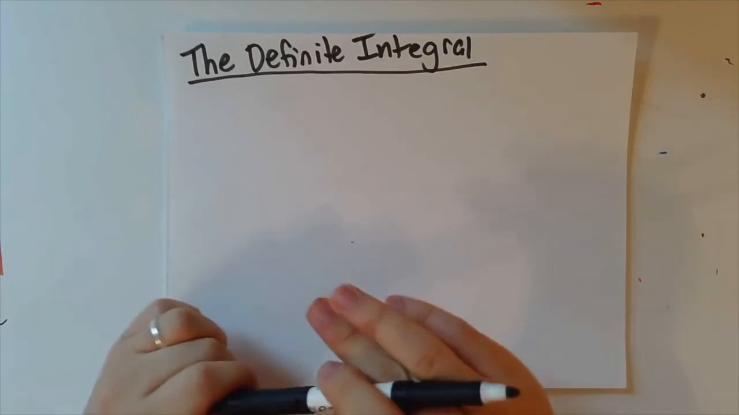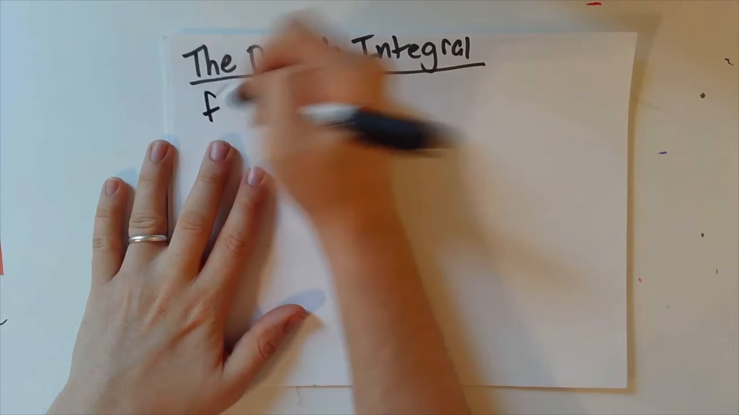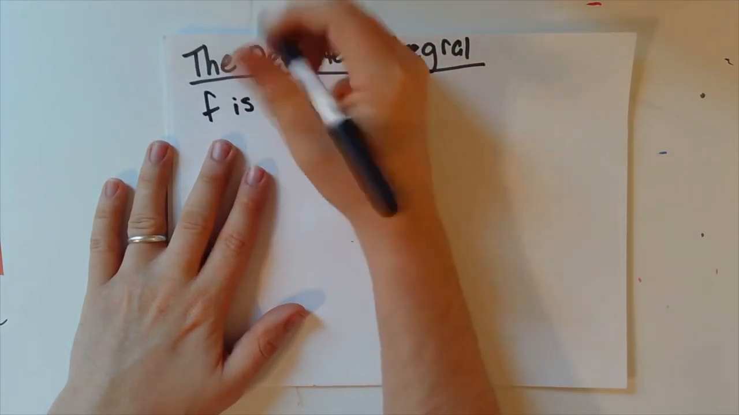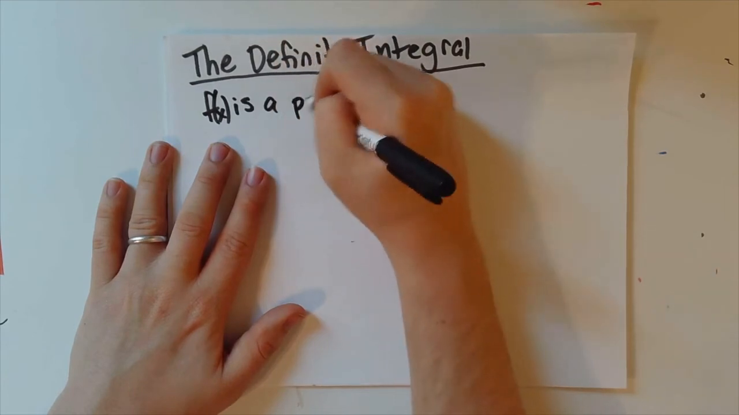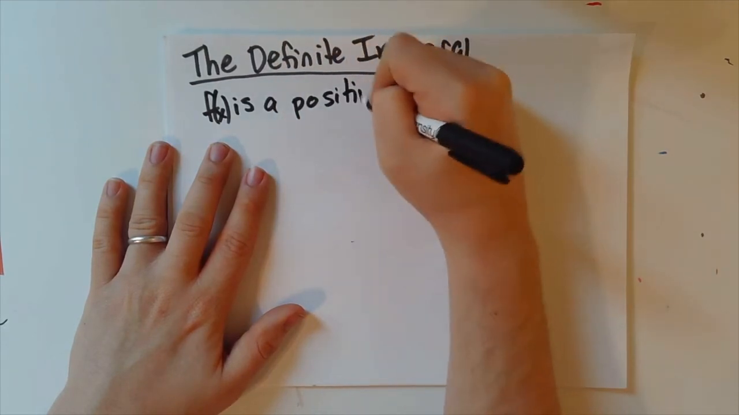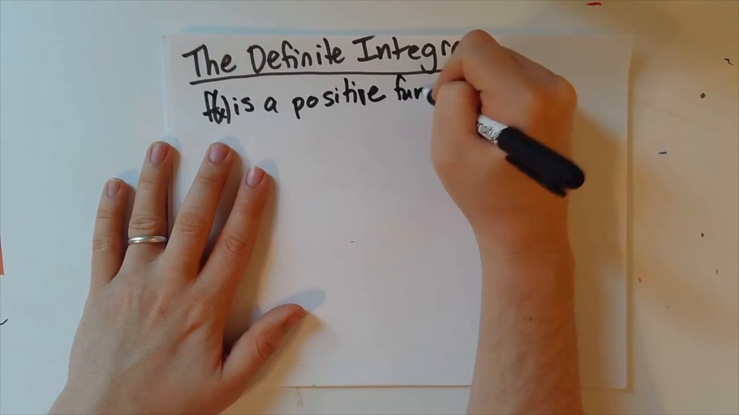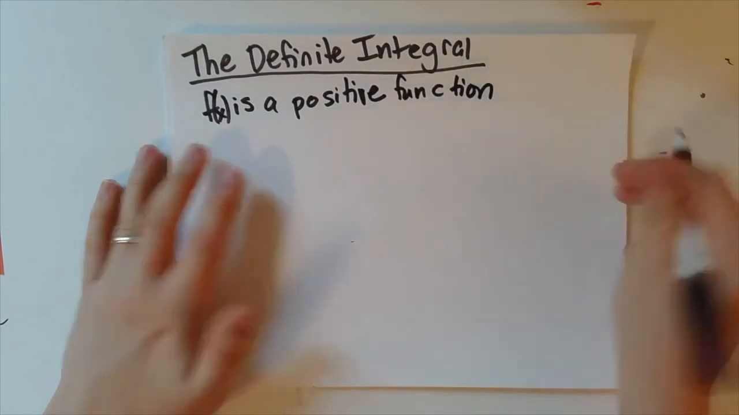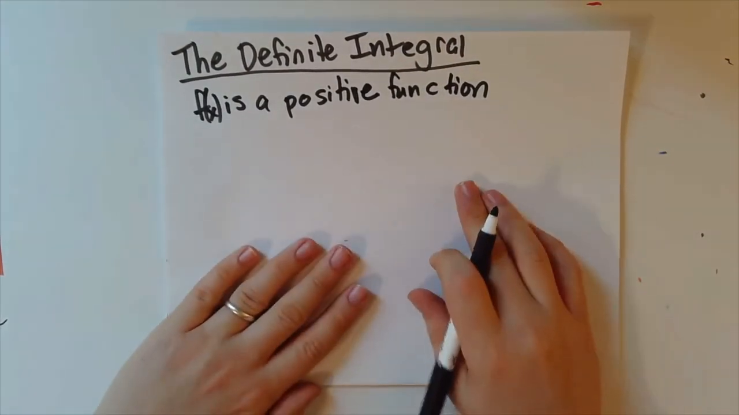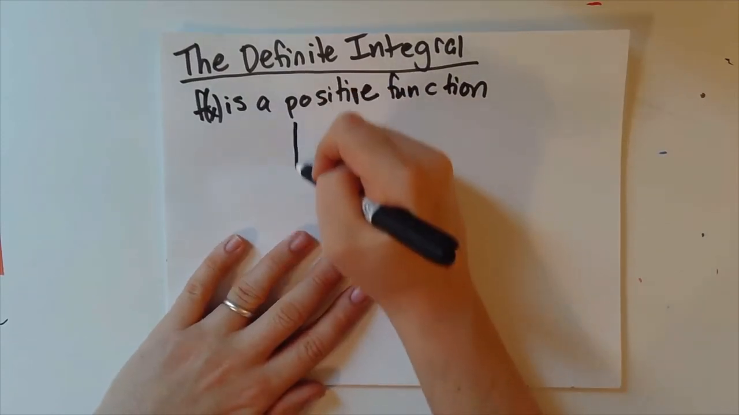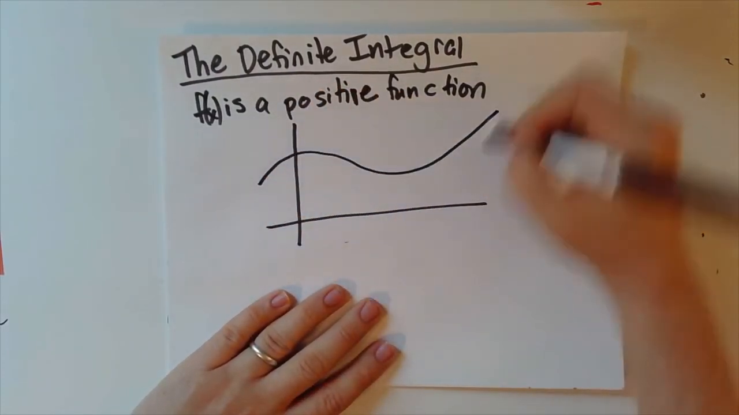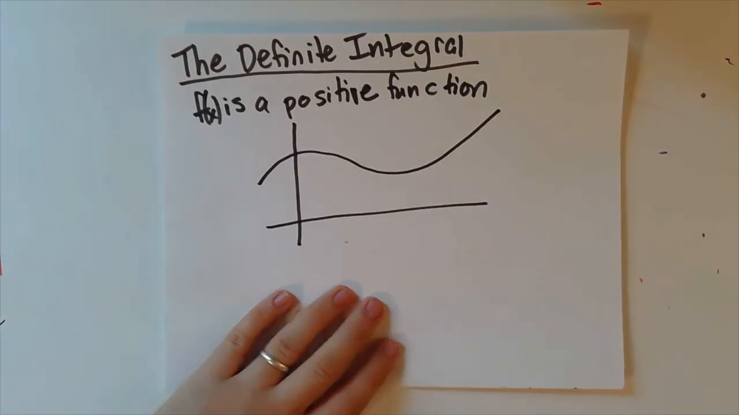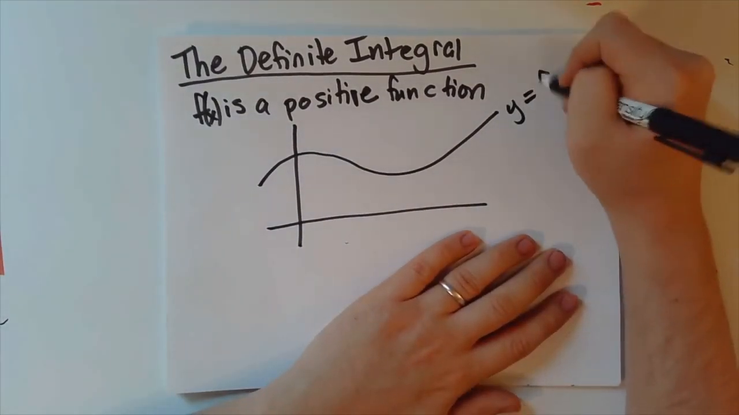Okay, so I'm going to start here with talking about what happens if my f of x here is a positive function. By positive function, I just mean a function where all the values the function takes are positive, or in terms of the graph, if you want, the graph is always above the x-axis. So here's my graph of f of x.